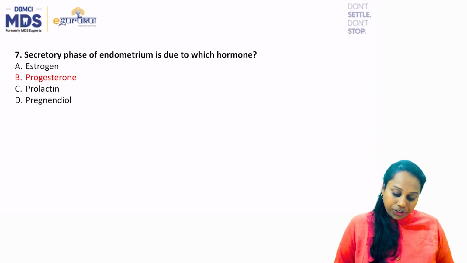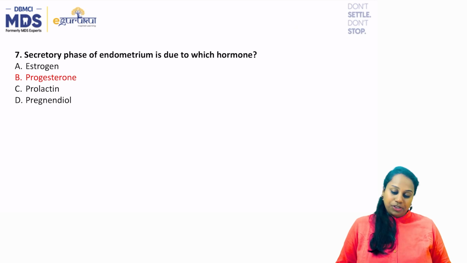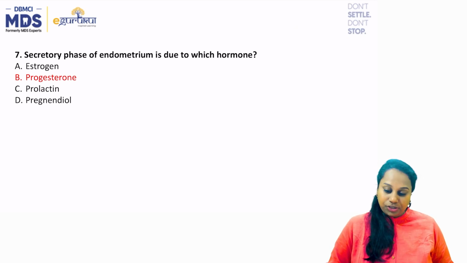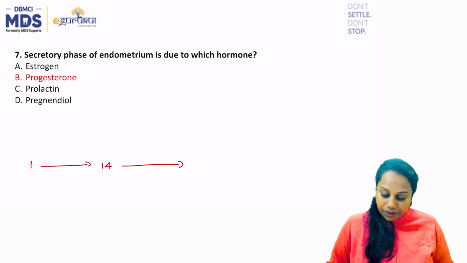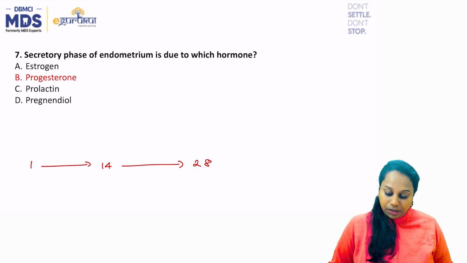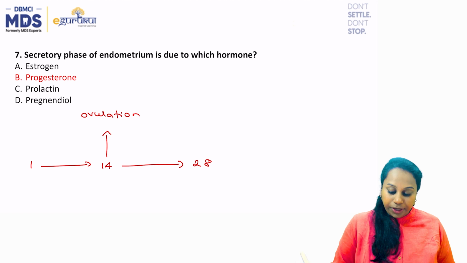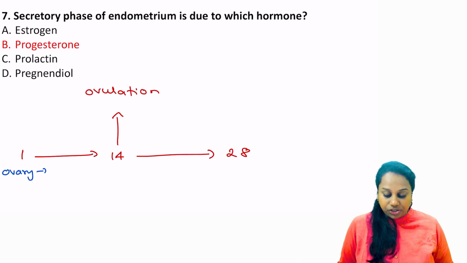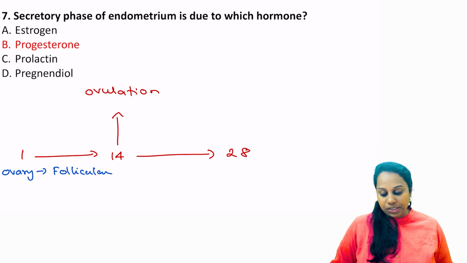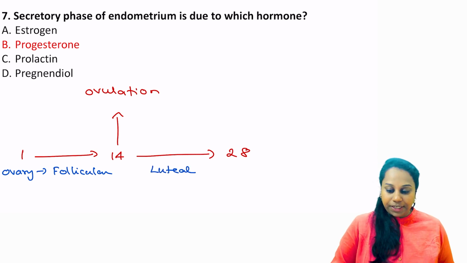Going back to this question, secretory phase of endometrium is due to which of the following? Progesterone. So quickly, let me tell you all the changes together. First to 14th day and then 14 to 28 days. On the 14th day, there is ovulation. So during the first 14 days, in the ovary, what is the change that happens? Graafian follicle is formed, so it is the follicular phase. In the last 14 days, corpus luteum is formed, so it is the luteal phase.